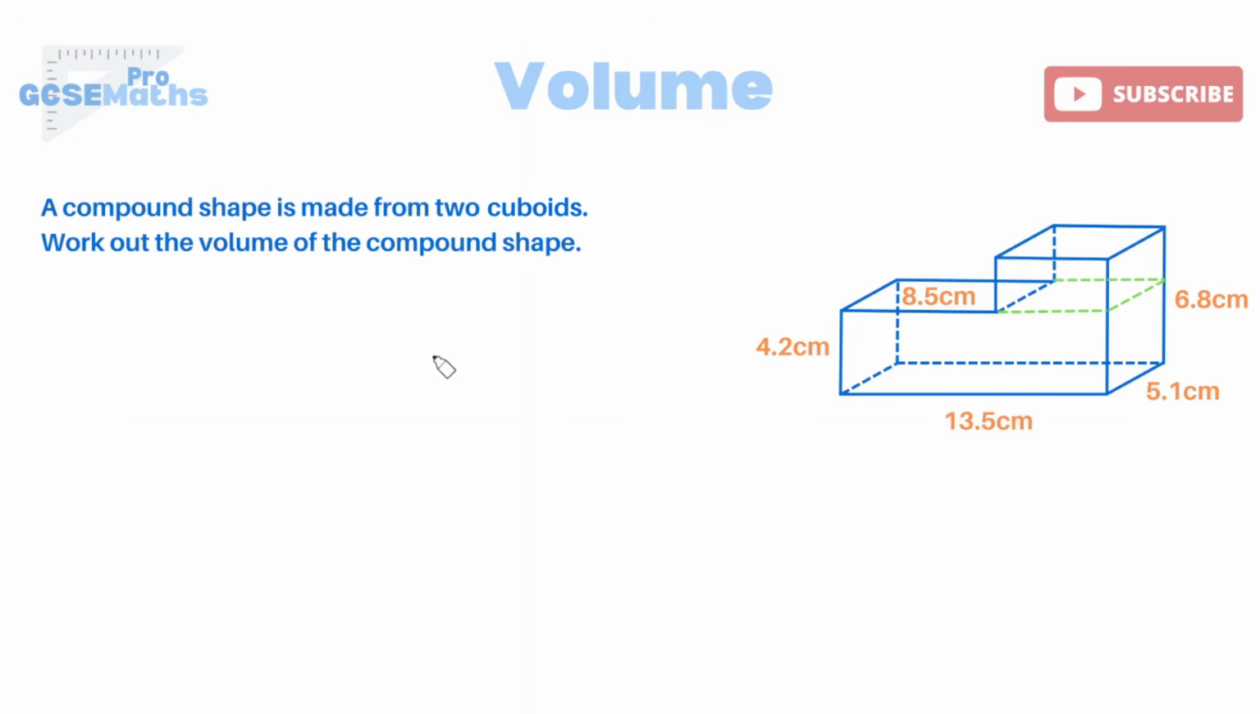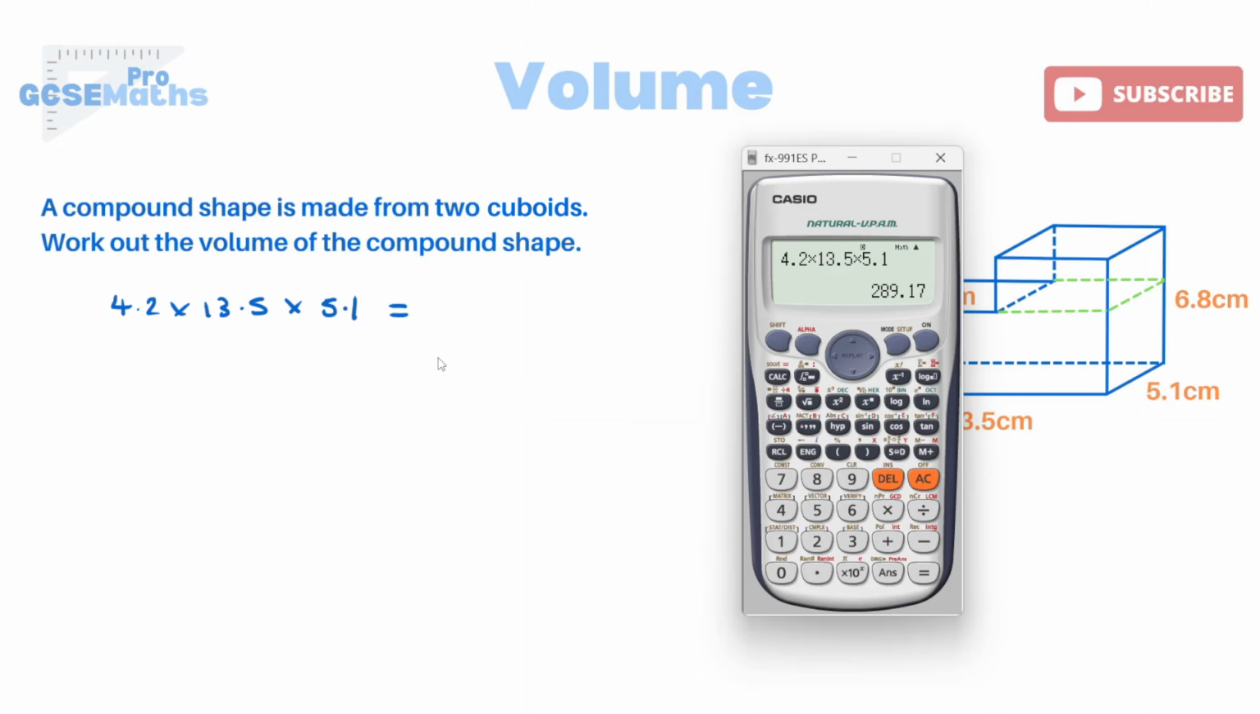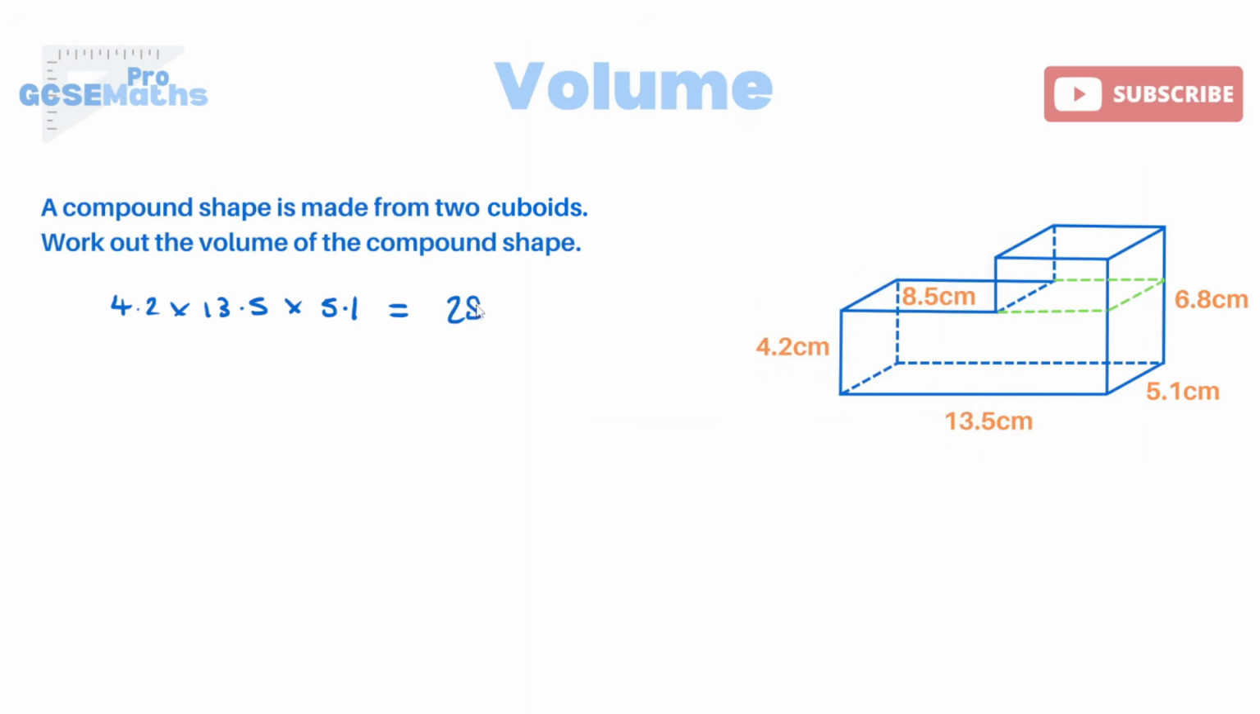So the bottom rectangle is a little bit easier to work out. We've got the front face, or the cross section, which would be 4.2 multiplied by 13.5. And then to make it 3D, I just need to multiply it by the depth, which is 5.1. That gives me a volume of 289.17 centimeters cubed. So that's the bottom rectangle.